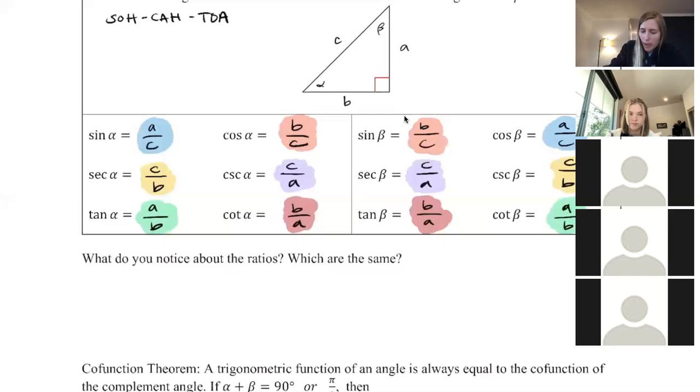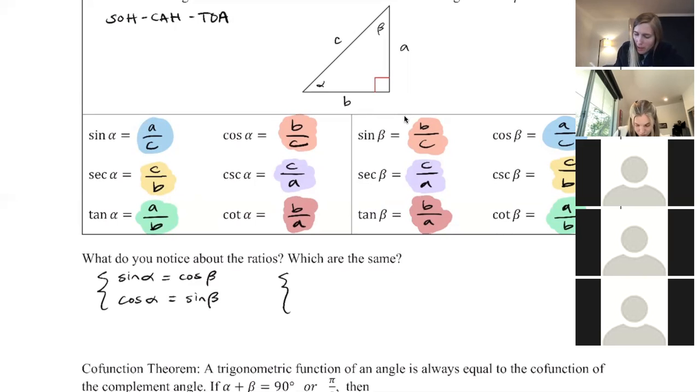So looking at what I highlighted, I can see that sine of alpha is equal to cosine of beta. And we can also say that cosine of alpha is equal to sine of beta. And then we can say that secant of alpha is equal to cosecant of beta. And cosecant of alpha is equal to secant of beta.